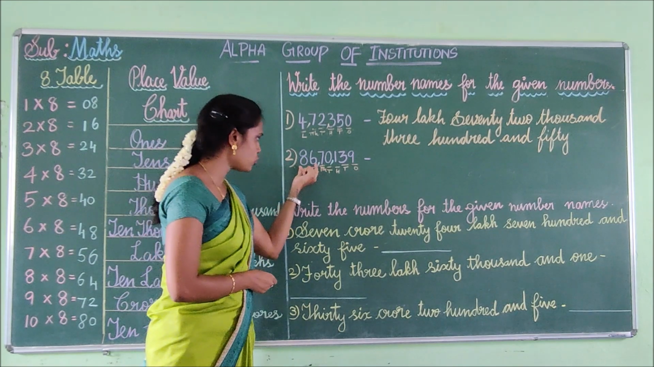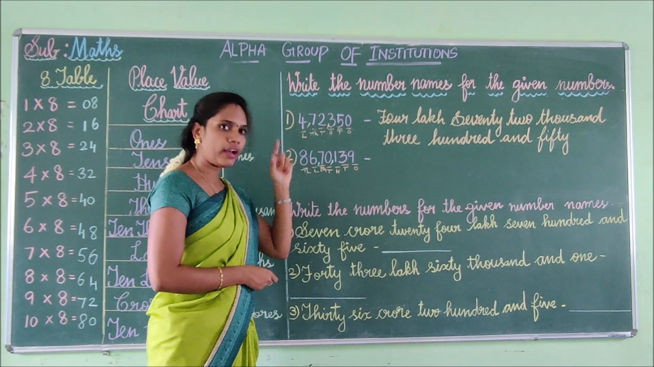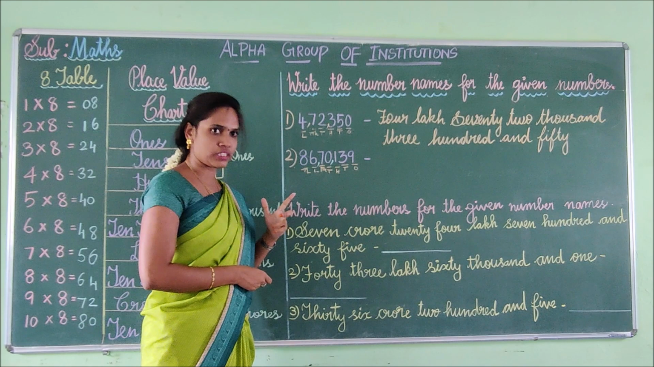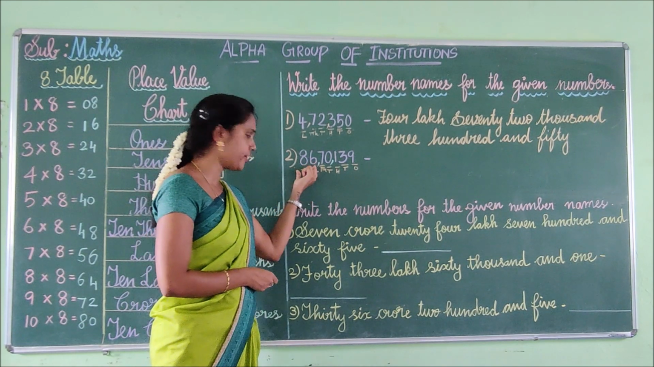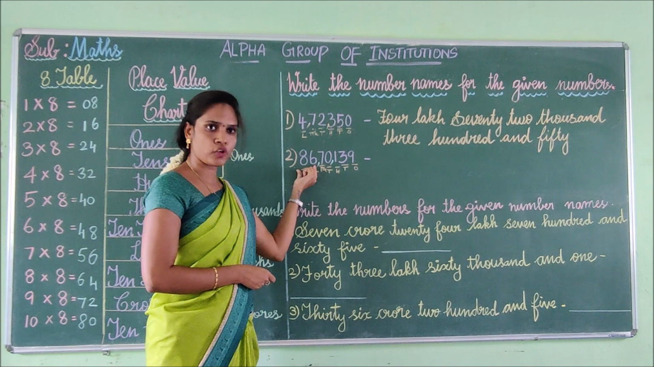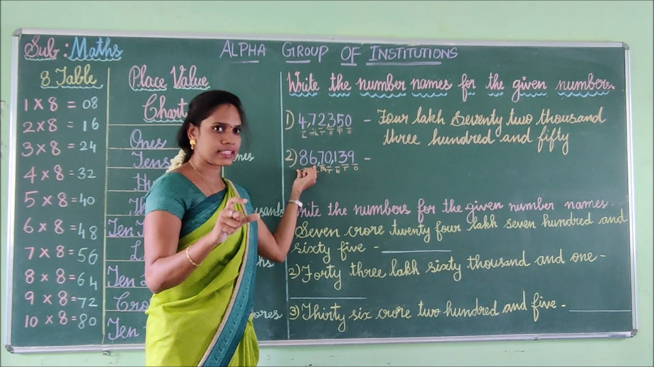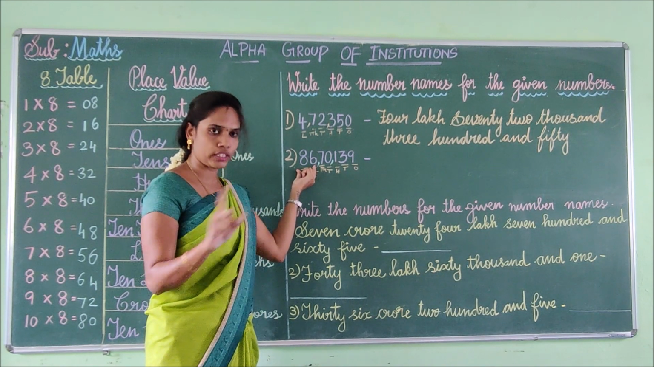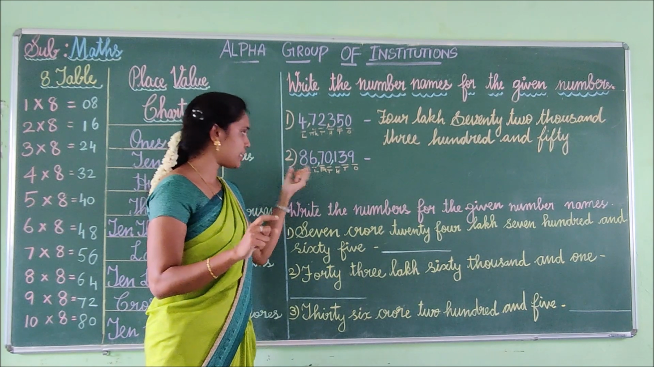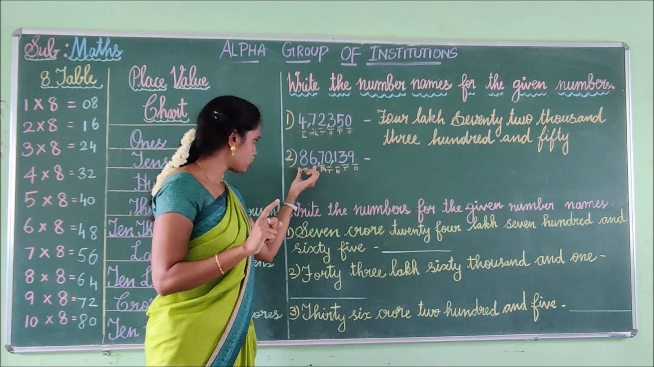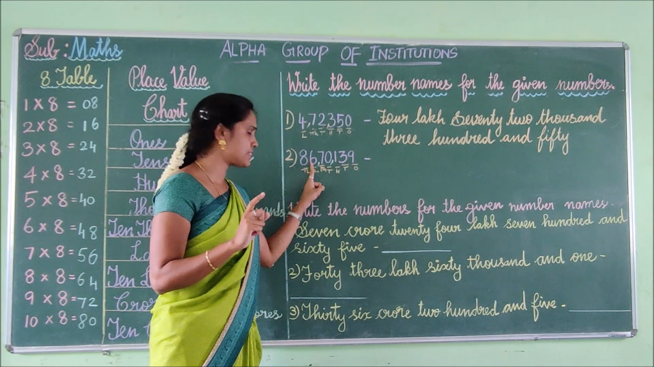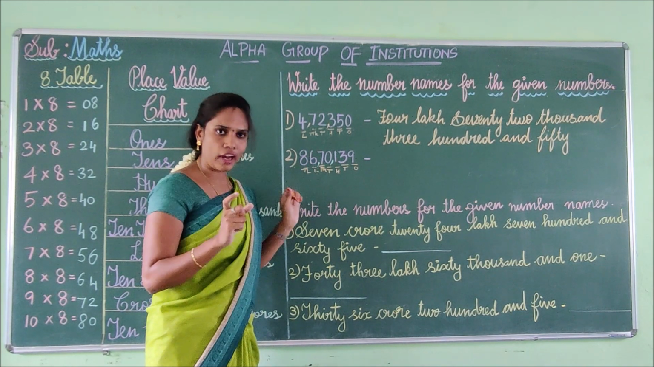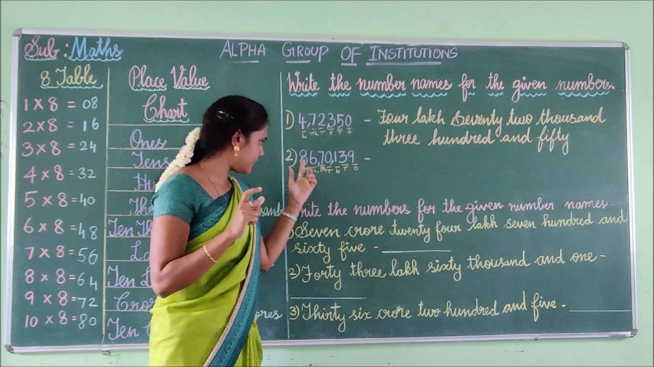You have to join these two numbers while writing the number names. Understand? While saying also, while pronouncing also, you have to join. You should not pronounce 10 lakhs, 6 lakhs. No, that is wrong. Totally wrong. This comes under the lakhs place. So you have to join these two numbers. You know these numbers, right? 86. So you have to say 86 lakhs.